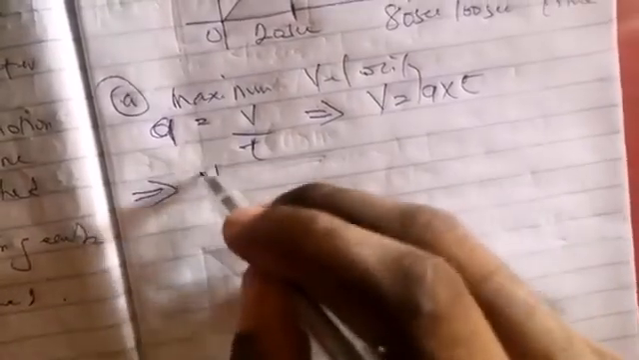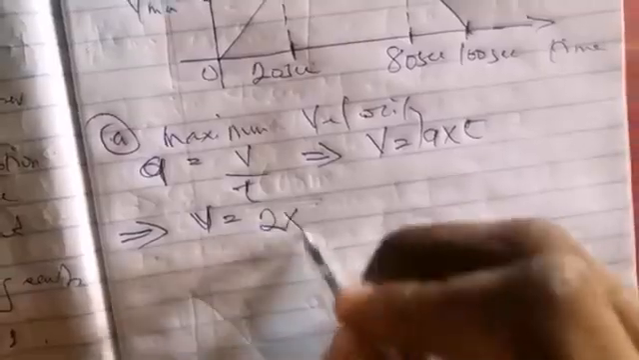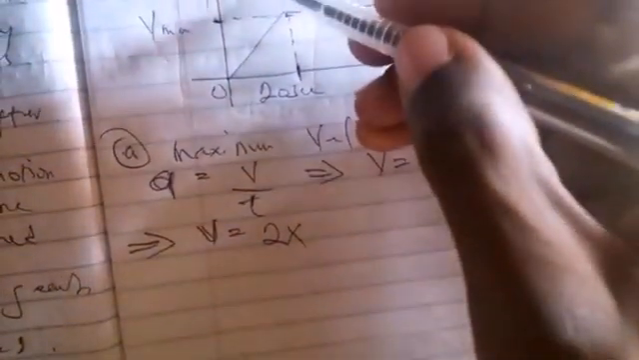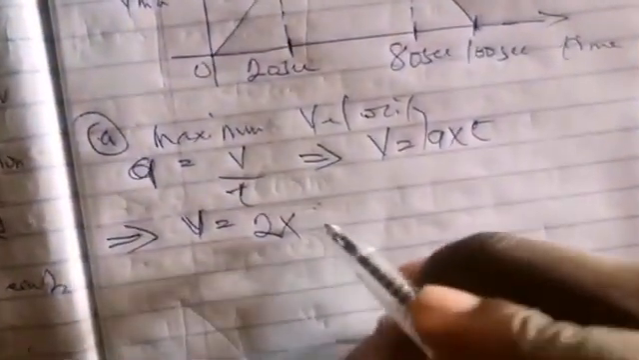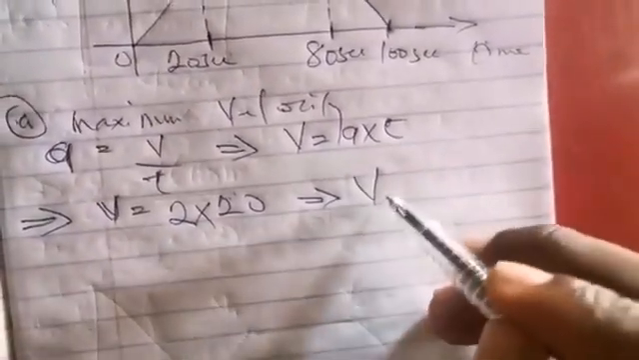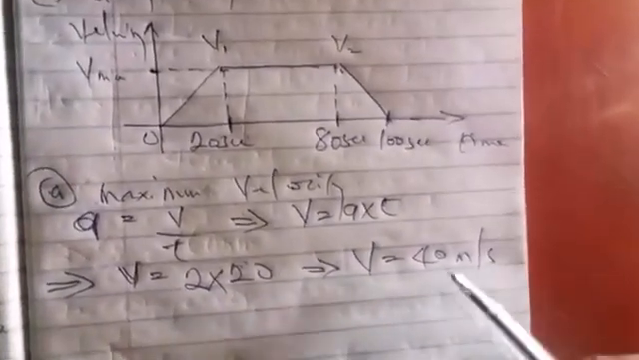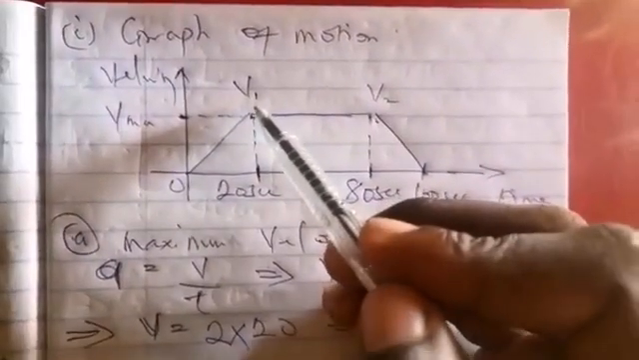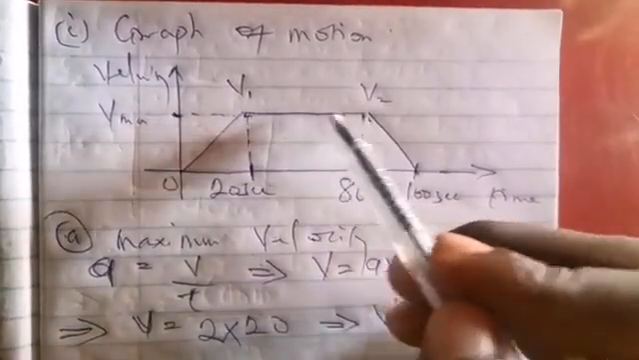So velocity is equal to acceleration, which was given as 2 meters per second squared, times the time it takes to achieve maximum velocity, which is simply 20 seconds. So 2 times 20 implies that the maximum velocity is 40 meters per second. Now this maximum velocity is what we call v1 here, and the motion was maintained uniformly to v2.